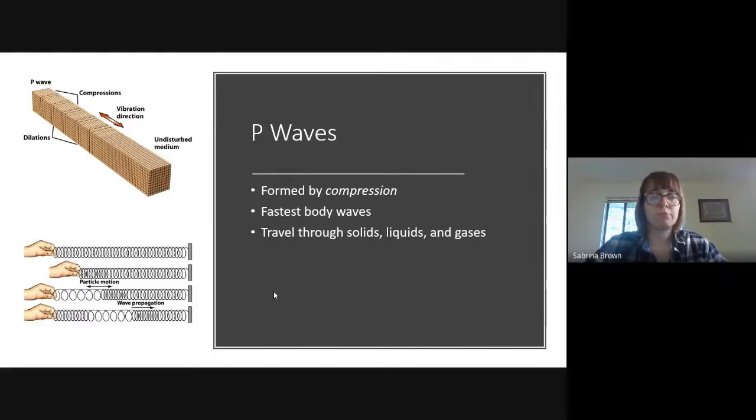So P waves are formed through the process of compression, and these are the fastest body waves. P waves are able to travel through solids, liquids, and gases. They are formed through compression, where you push motion and then that motion moves on in the form of a wave. We will model each one of these types of waves in the lab to help you see what this movement looks like. The important thing to know about P waves is that they can travel through solids, liquids, and gases.